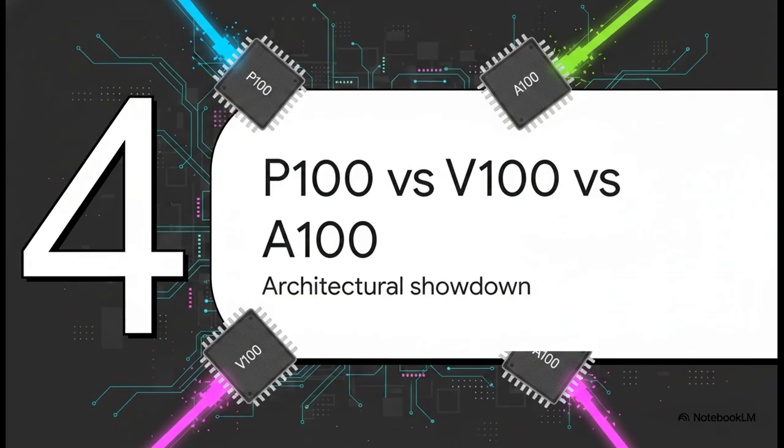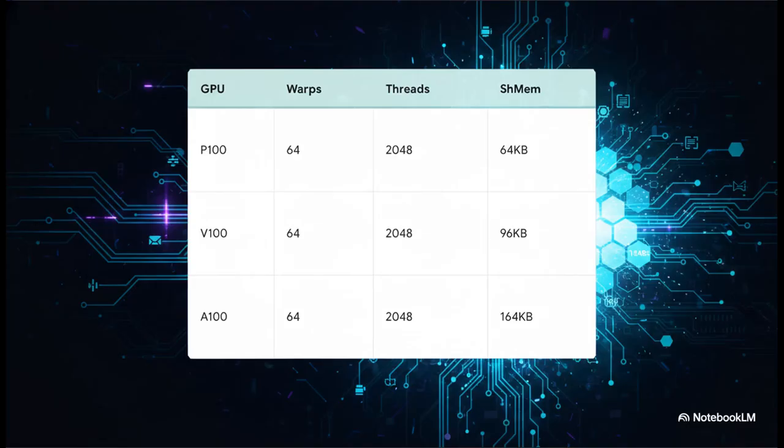Moving to Section 4, P100 versus V100 versus A100, the architectural showdown. When we bring in some real-world stakes across 3 distinct generations of NVIDIA hardware, a really clear pattern emerges. Notice how the maximum warps per SM stays identical at 64. The maximum threads per SM stays identical at 2048. But look at shared memory. It explodes from a mere 64 kilobytes on the P100 all the way up to 164 kilobytes on the A100. This massive growth completely shifts the optimization battlefield.